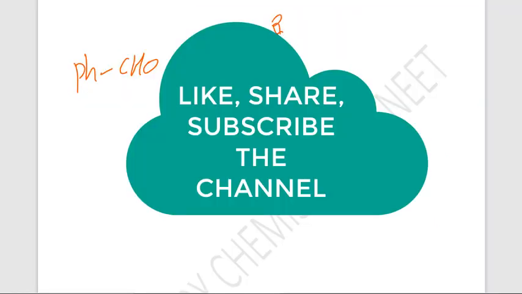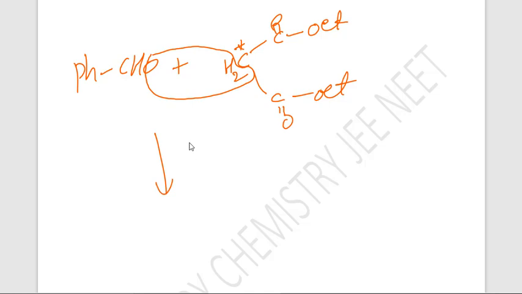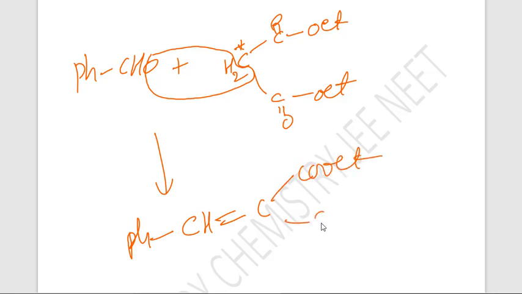Let me take an example: benzaldehyde plus active methylene group. Active methylene group means CH2, if it is attached with two C double bond O groups, this is active methylene group, a star mark. So what to do in the presence of basic medium? Just removing water molecule, PhCH double bond C, COO ethyl and COO ethyl. Right, this much you can understand easily.